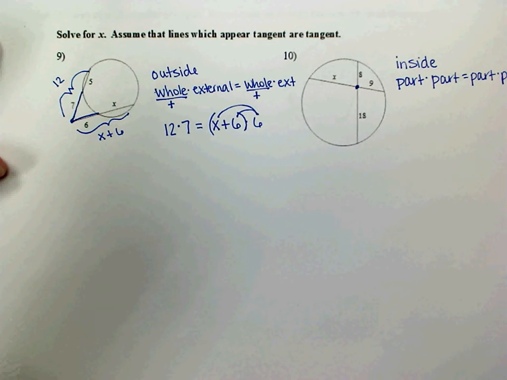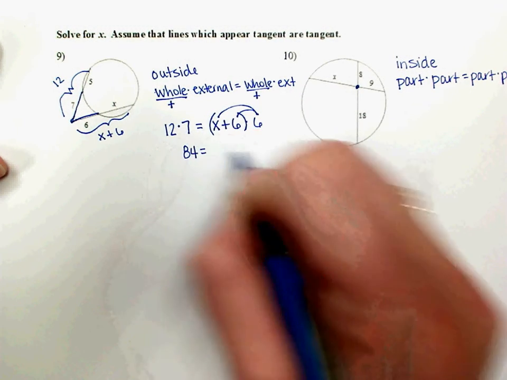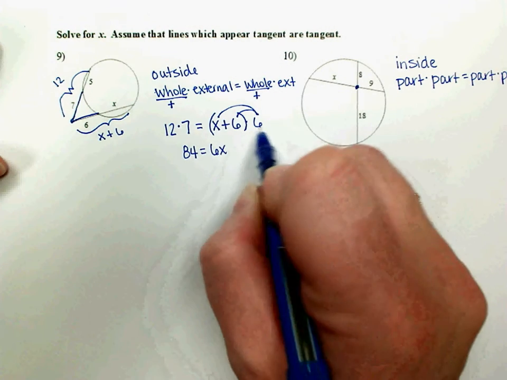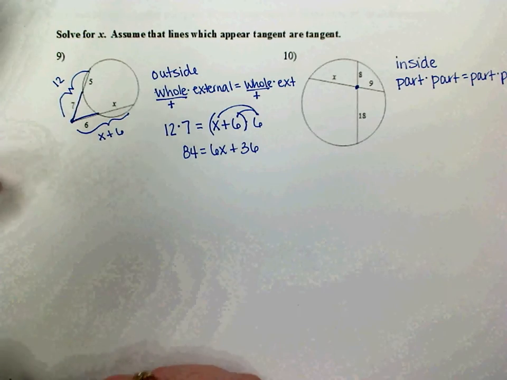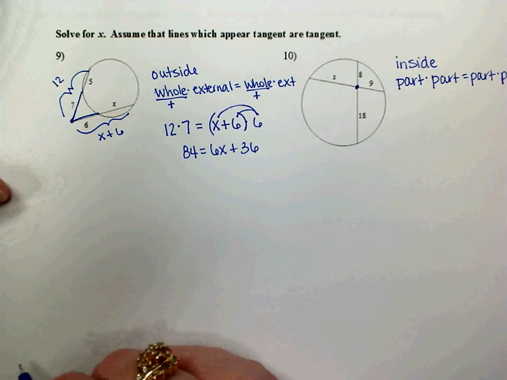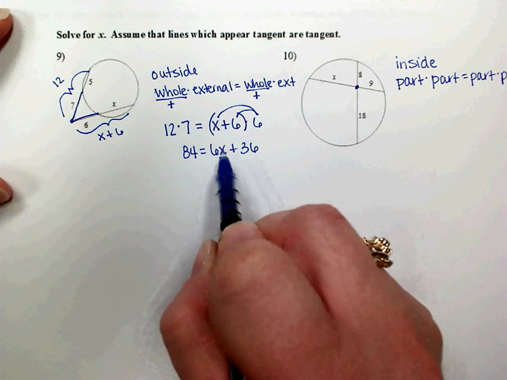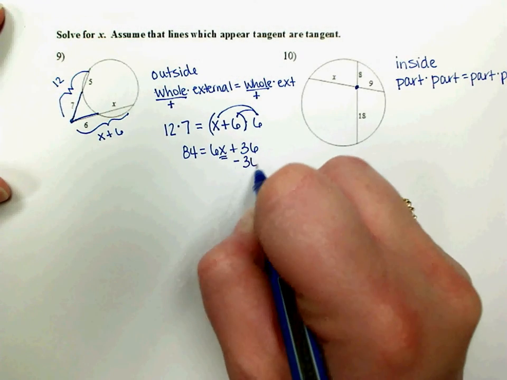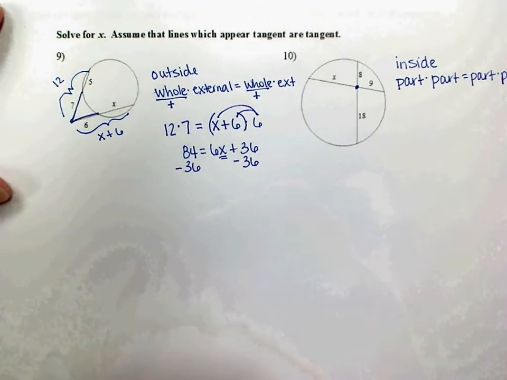So 12 times 7 is very easy on the calculator. 12 times 7 is 84. When we distribute, 6 times the x is 6x. The 6 times the 6 is 36. So we have what's called a two-step equation. To get x by itself, we have to undo multiplication and addition. We always undo addition first, and we undo addition by using subtraction. So I'm going to subtract the 36 from both sides.